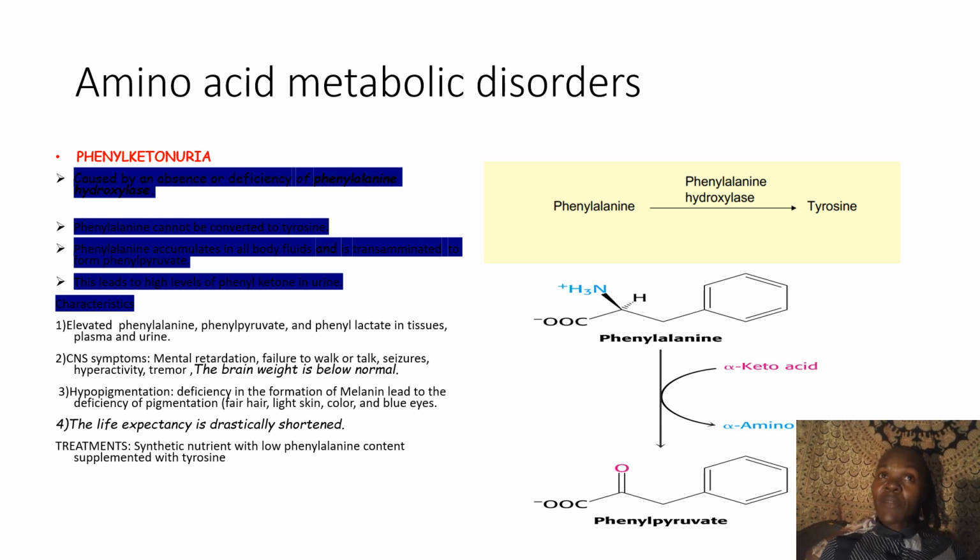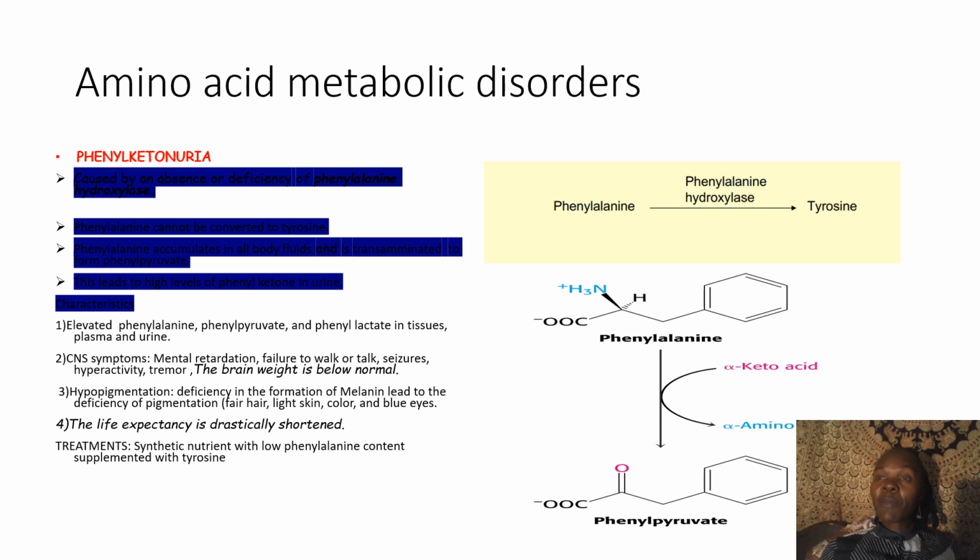So in this case, if it is defective, the phenylalanine is not converted to tyrosine. Rather, it is transaminated to phenylpyruvate and phenyllactate. And that is what leads to ketones in urine as well as in blood plasma. There is a high level of that. So there is a high level of phenylalanine because it can't be converted to tyrosine. And now there is formation of phenylpyruvate.